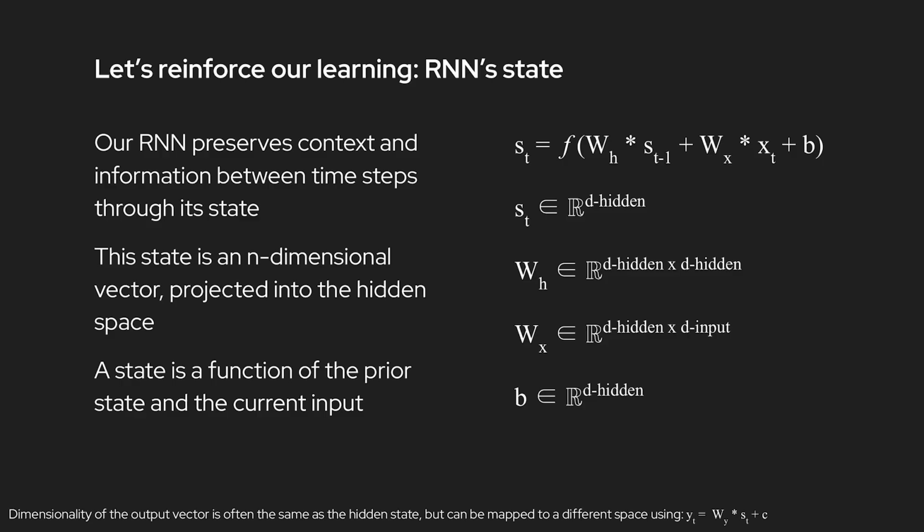Thus, intuitively, WH, which is the weight matrix corresponding to the previous state, is a square matrix, and WX, the weight matrix corresponding to the input matrix, is shaped hidden by input. Thus, when left multiplied by xt, our input vector, the output is a vector in the hidden space.